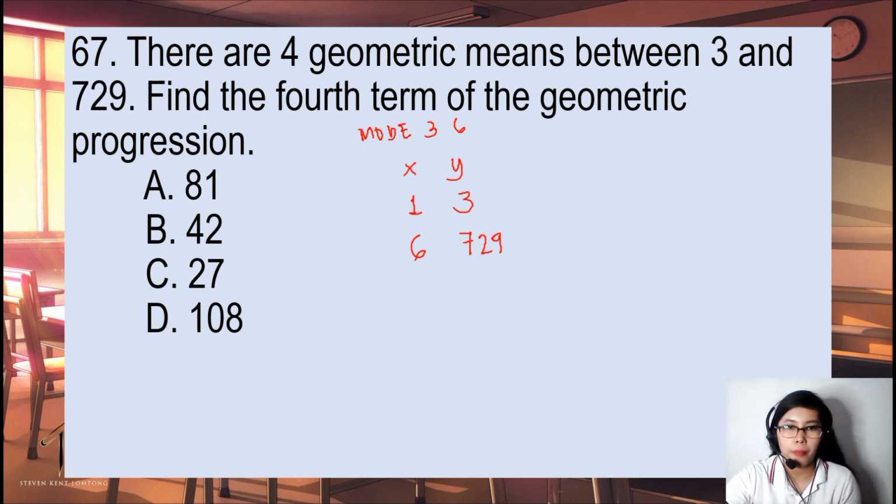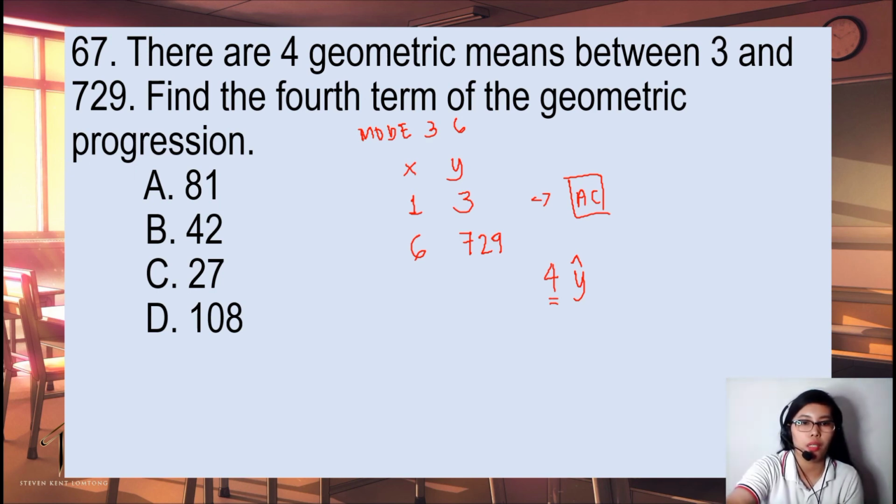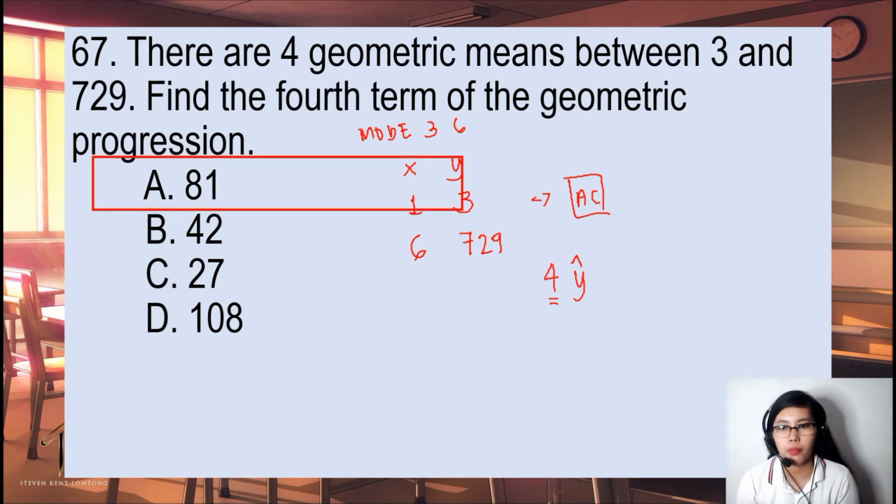So, in order for us to find the fourth term of the geometric progression, all you have to do is, after inputting this, click AC and then type 4 y hat. In order for us to find the value in this position. So, for y hat, our answer would be 81. Okay?